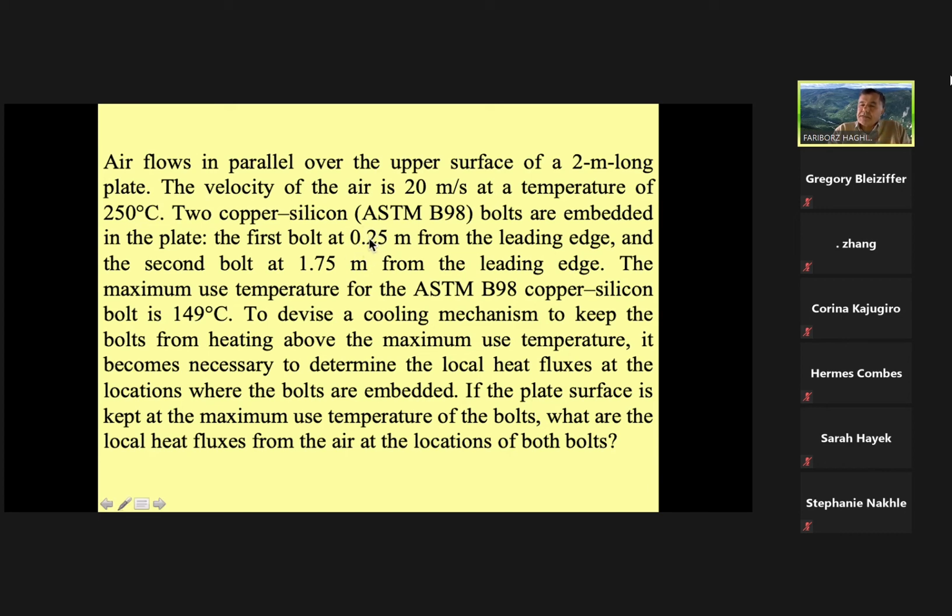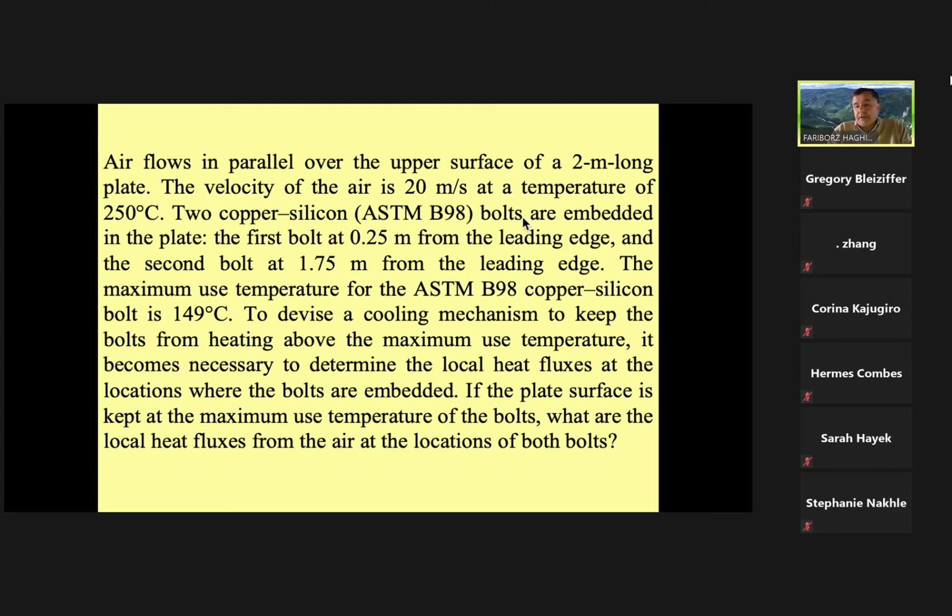For example, for the first case, when I calculate my h_x at 0.25, I know the delta T, therefore I can calculate the heat flux. Q equals h times delta T. Delta T is known, the only thing to calculate is h, the local heat transfer coefficient at this point. Therefore, the first thing I have to do is calculate my Reynolds number, because I have to calculate the Reynolds number to find out if it's laminar or turbulent. In order to calculate my Reynolds number, I need to calculate the physical properties.